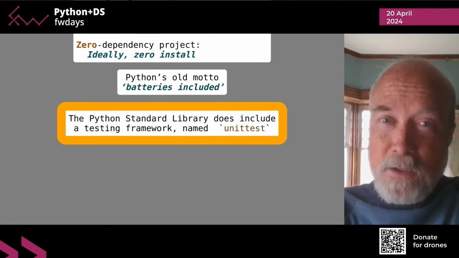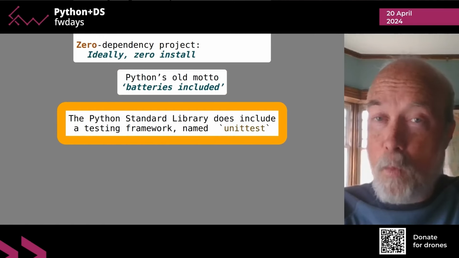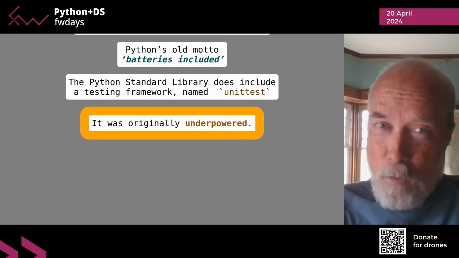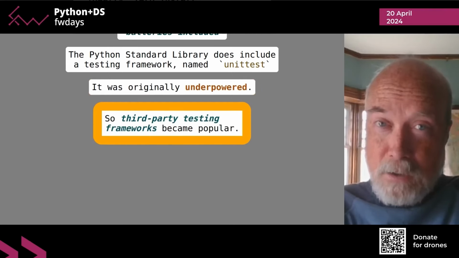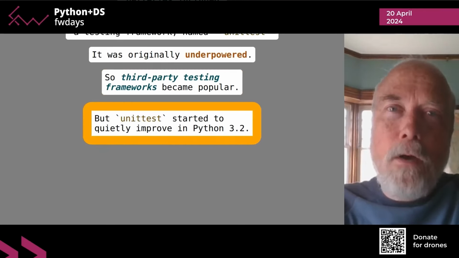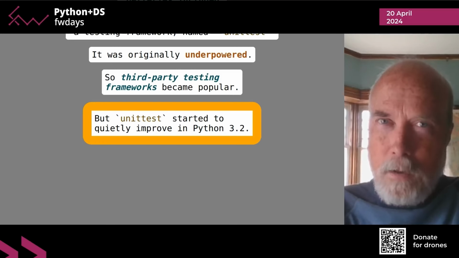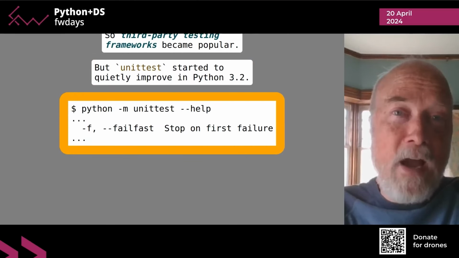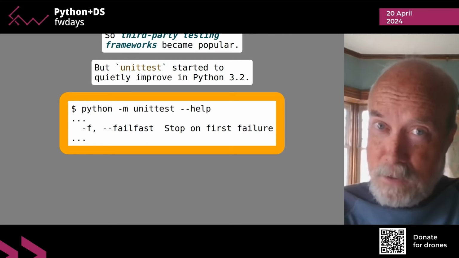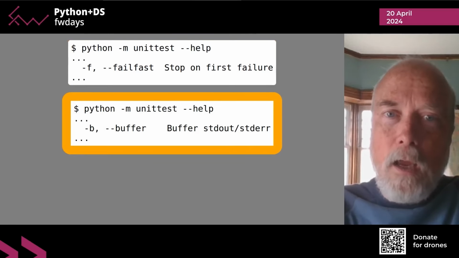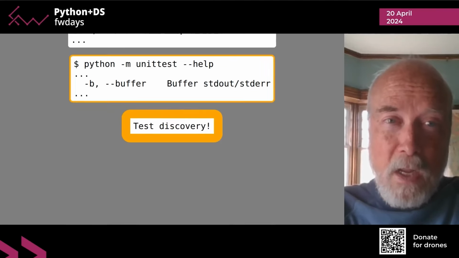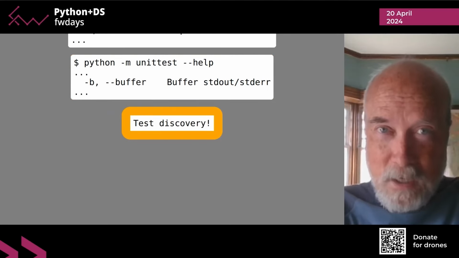Now, Python's old motto was batteries included. And sure enough, the Python standard library does include a testing framework named unittest, though it was originally underpowered. So third-party testing frameworks full of features became popular. But unittest started to quietly improve around Python 3.2. It got a fail fast option. If there was a failure, it showed it to you immediately without you having to wait for the whole rest of the test suite to run. An option to buffer standard out and error, very popular in third-party modules. And it got test discovery.